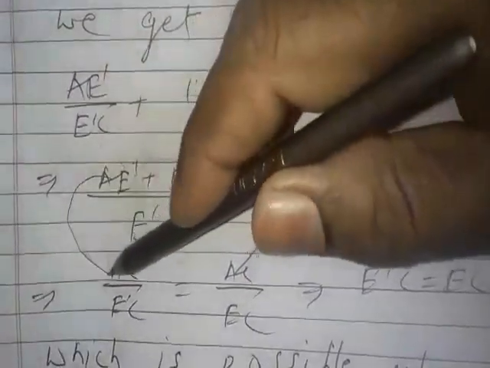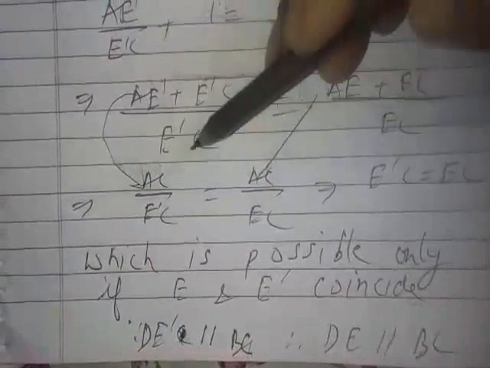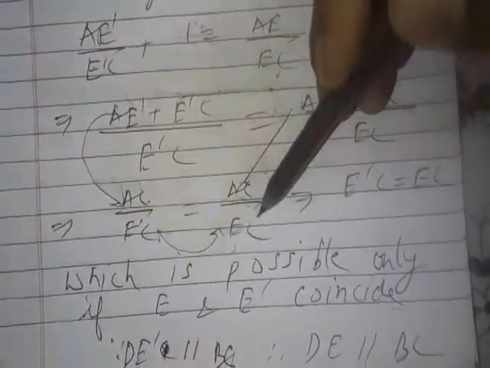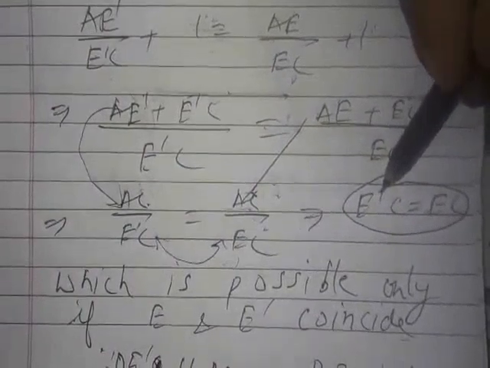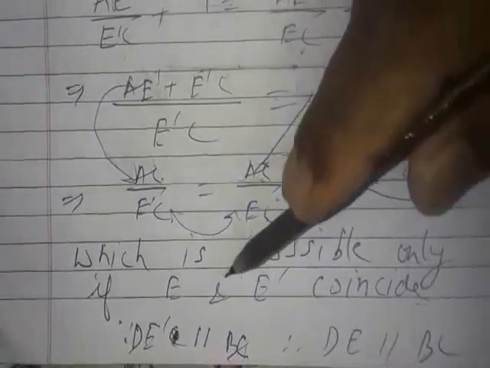Now, what do we see? The numerators of both are equal. Since these are equal fractions with equal numerators, the denominators must also be equal. It means that E dash C and EC are equal to each other. This is possible in only one condition: if E and E dash coincide. It means that E and E dash are the same point, not different points.